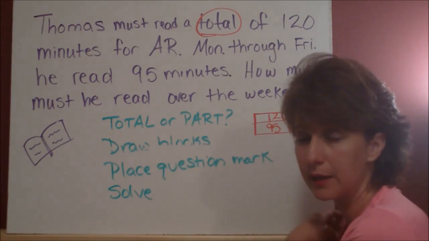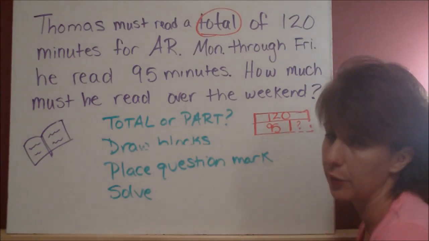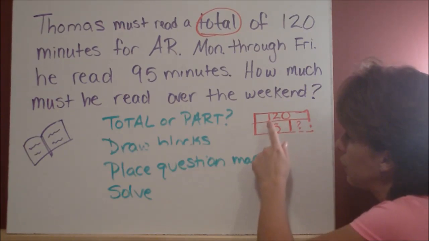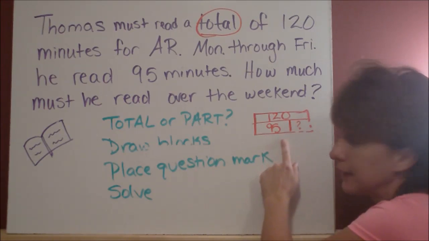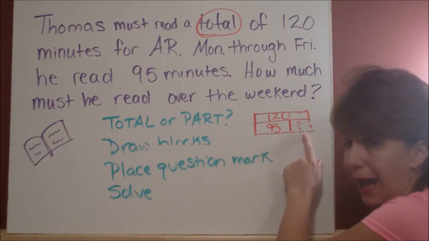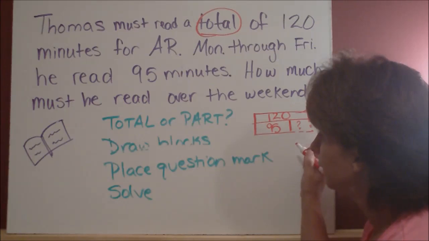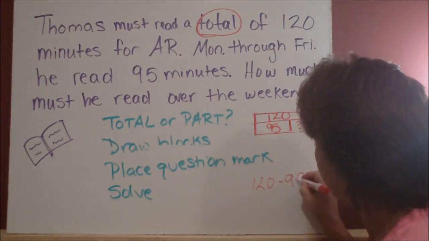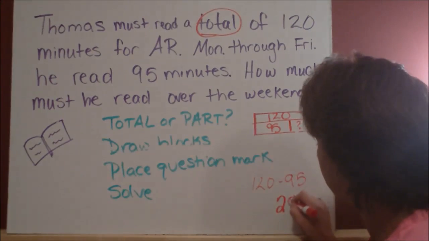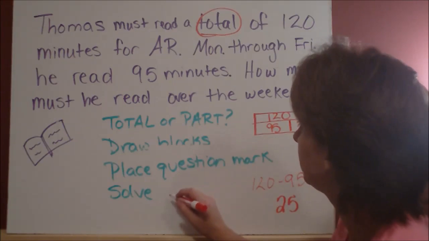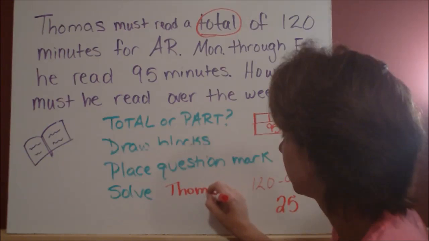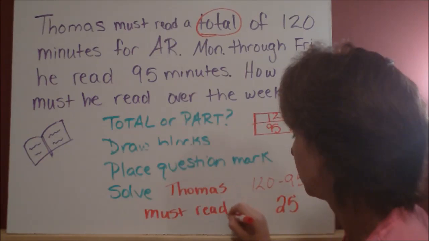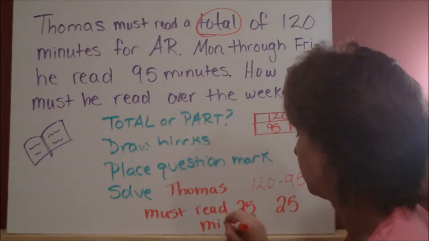You don't have to make it a dotted line. Sometimes it's helpful. This is sometimes how you may see it. And so, if I have 120 is what I need, and I've already done 95, then I'm going to subtract to find the answer. This tells me that 120 minus 95 is 25. So my sentence would be, Thomas must read 25 minutes.